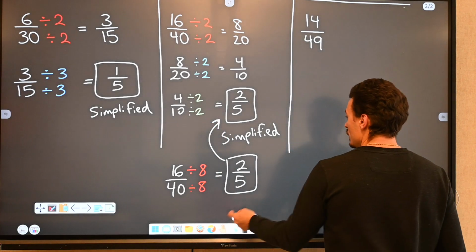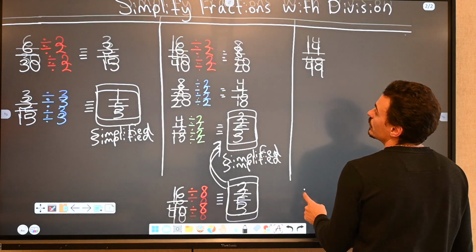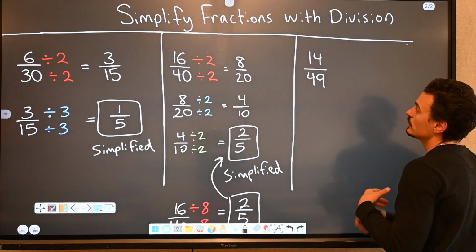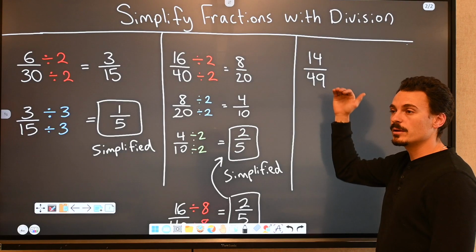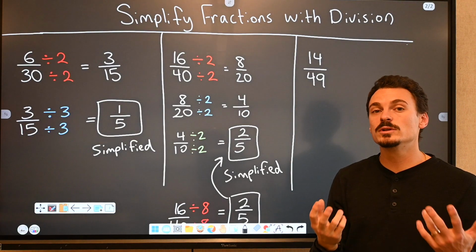Okay. So this last one. The top number is 14, which is even. The bottom number is 49, which is not even. So 2 does not work.